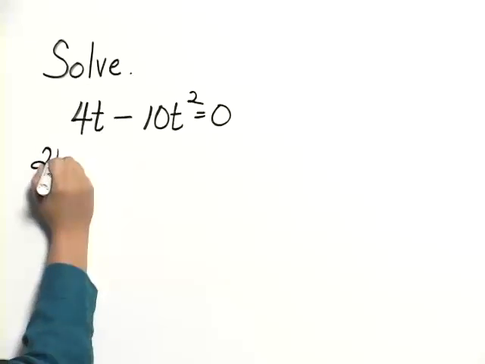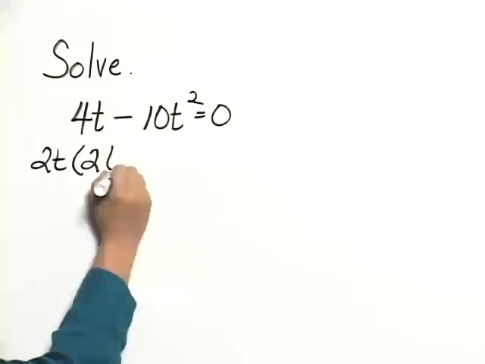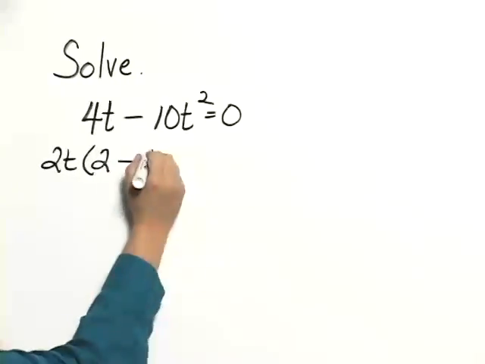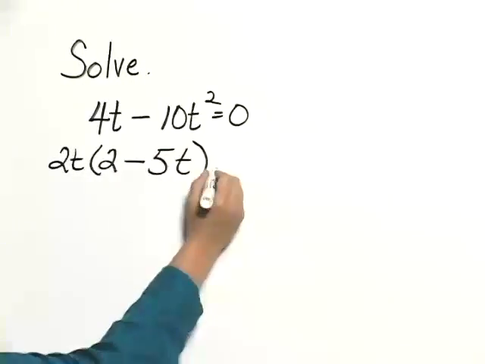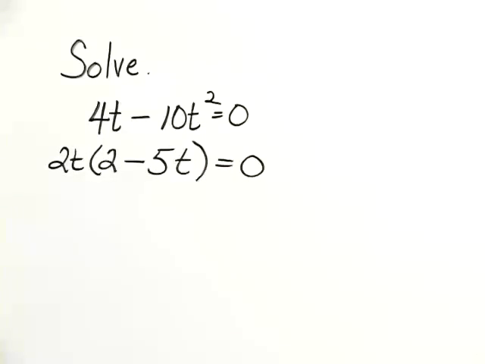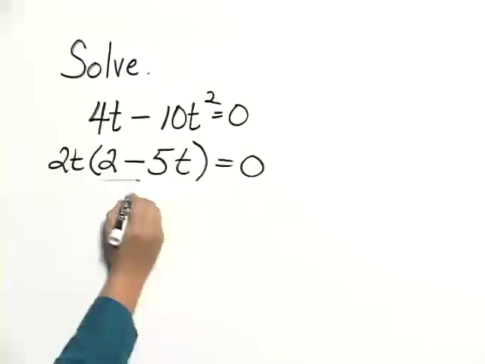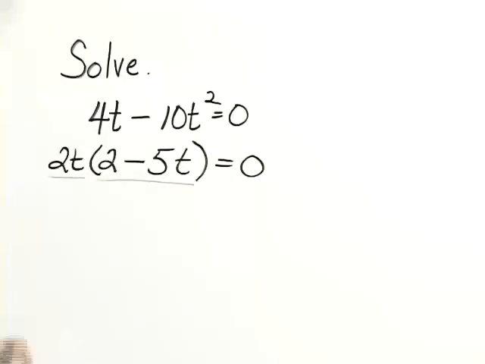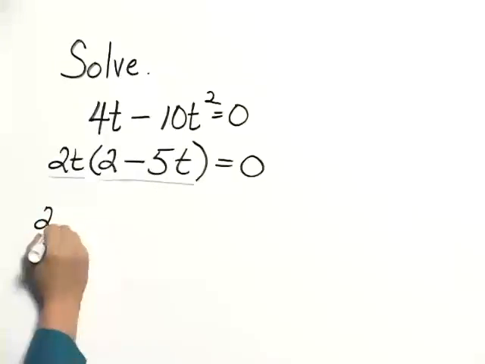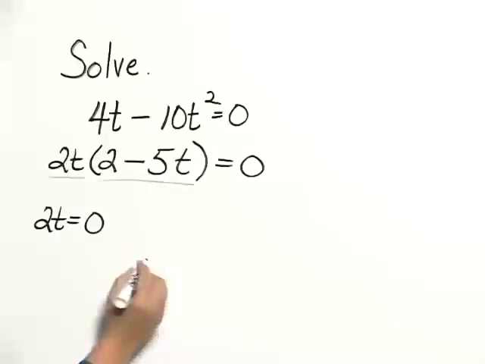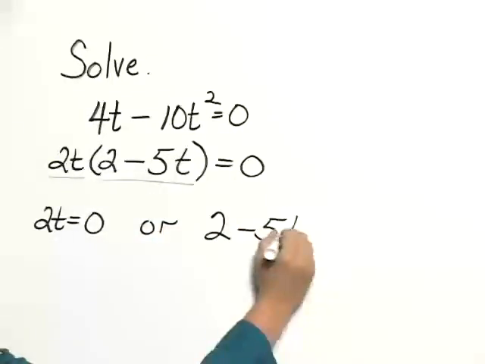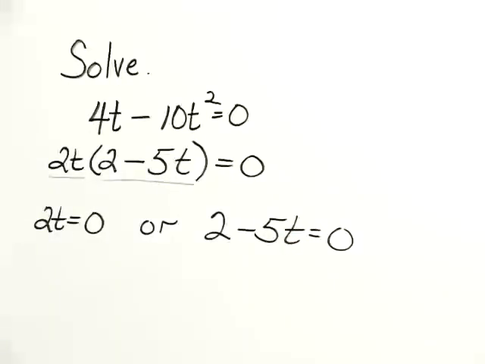So I write 2t times 2 minus 5t, and that's equal to 0. Now, there are two factors here. This is a factor, and 2t is a factor. So when we use the principle of zero products, we need to set 2t equal to 0, and we also need to set 2 minus 5t equal to 0.